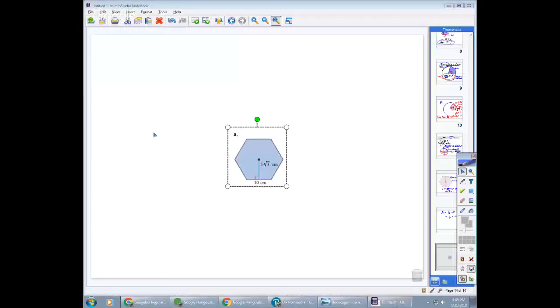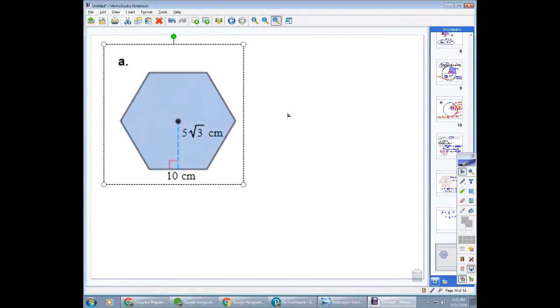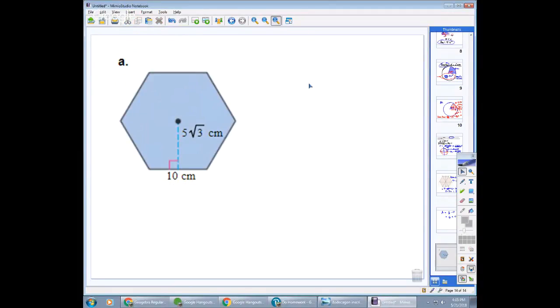So let's do the hexagon first. So what length have they given us there? Yeah, they gave us the base here, and they gave us the apothem. So if we draw in that triangle right there, one of these triangles, the area is 1/2 times the base, 10, times the height, 5 square root of 3.